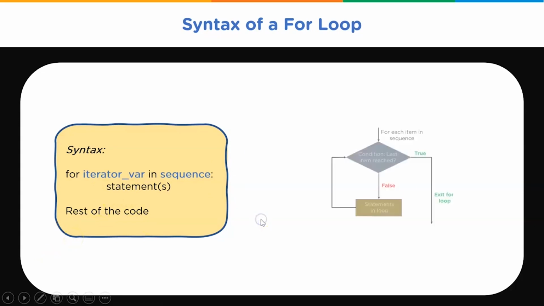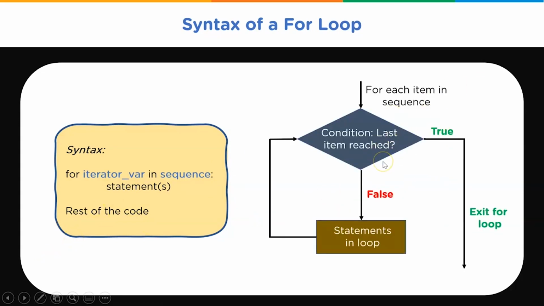Here on the right you can see the flow chart of a for loop. You have for each item in sequence, then we check the condition. If you have reached the last item, that is true, and you exit out of the loop. But if it is false, you keep on executing the statements that are present inside the for loop. This will continue until you have reached the last item in your sequence.